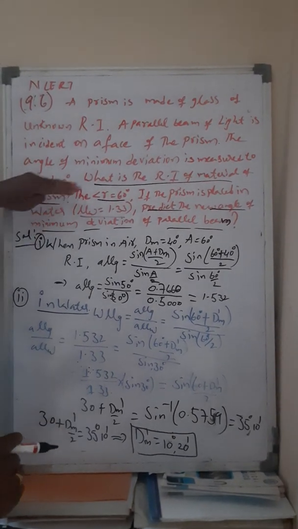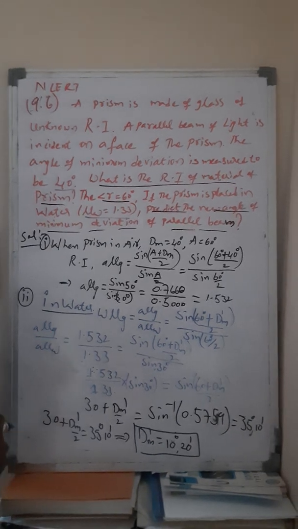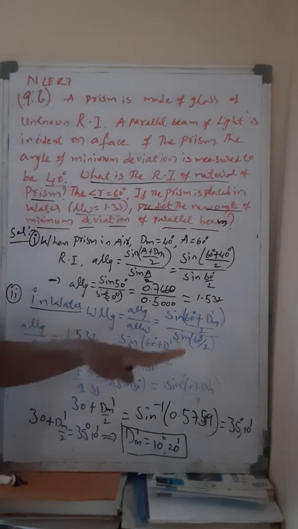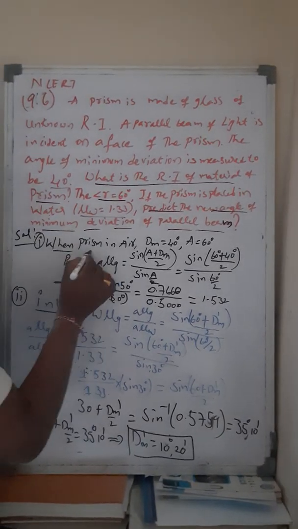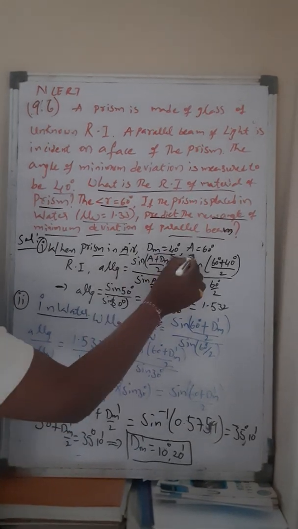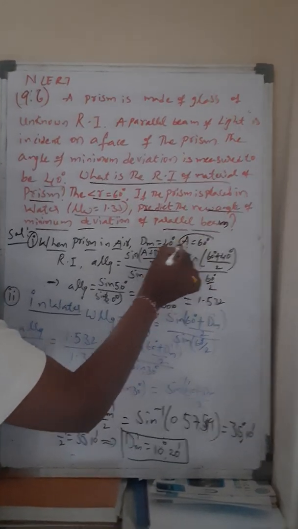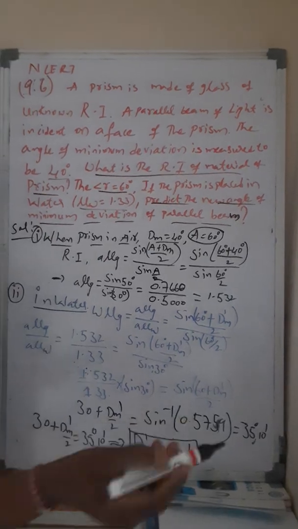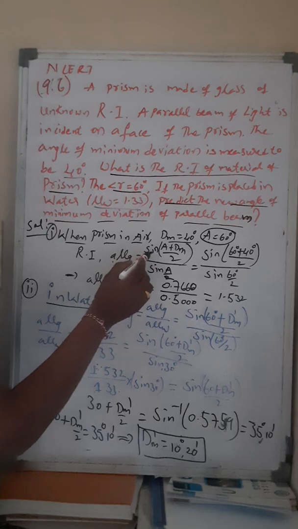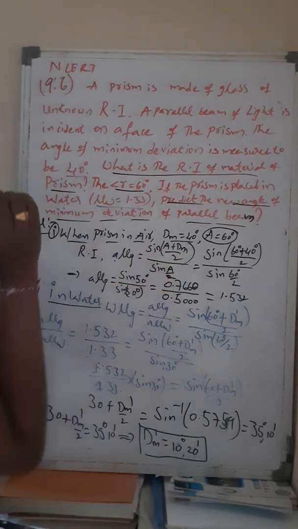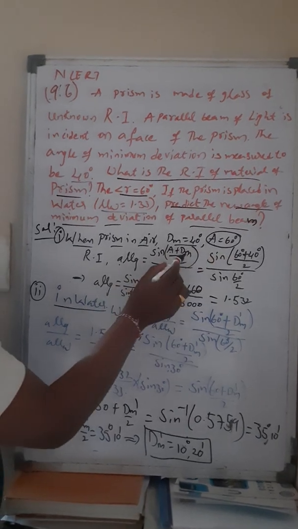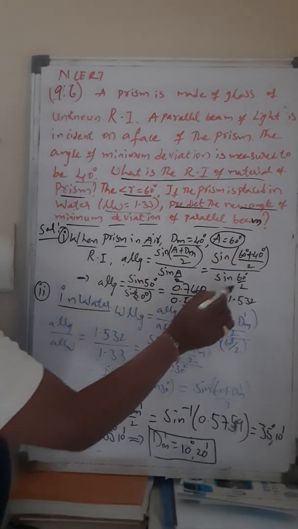One is, first we need to find the refractive index of the material when the light is passing from air to prism, that is, when the prism is in air, the minimum deviation is 40 degrees. We know the angle of prism is 60 degrees. Basic refractive index formula of prism: a mu g equals sine of (A plus Dm) by 2 over sine of A by 2, that we know. A stands for 60 degrees, Dm minimum deviation 40 degrees.